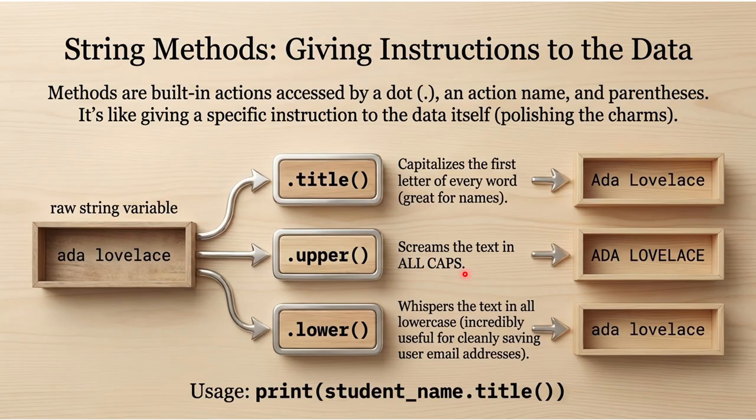Upper will capitalize everything, so you see it does that. Dot lower will convert all of the input text into lowercase. That is what it is. Then you can do print student name dot title, and you will get this output, Ada Lovelace in title case.